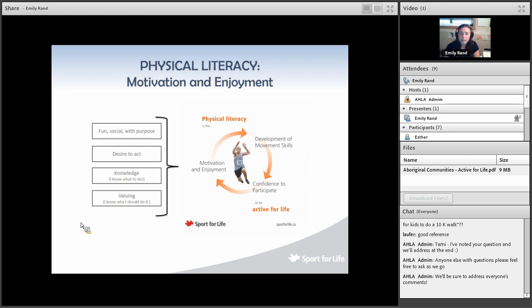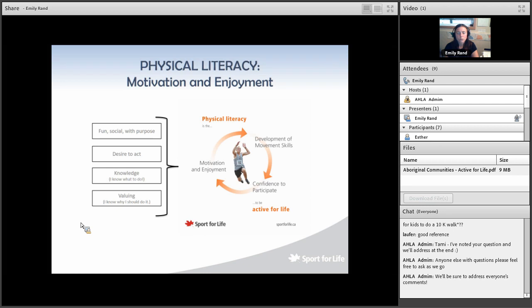All right, and how do we help to build our participants' motivation and enjoyment? Well, by creating our programs, making sure that they're fun, social, and done with purpose. A lot of us are motivated to come back to a program and enjoy a program if we're having fun, if there's a social aspect, and if they're done with purpose. If we feel like there's goals within that and we're reaching our goals. We can also help to develop motivation by creating that desire to act. So really finding out, within our participants, why are you here?